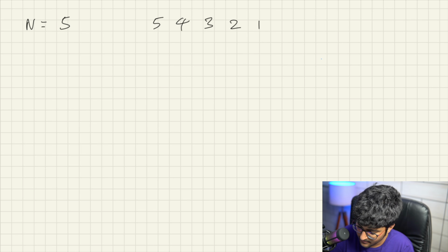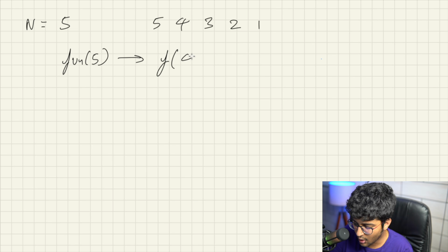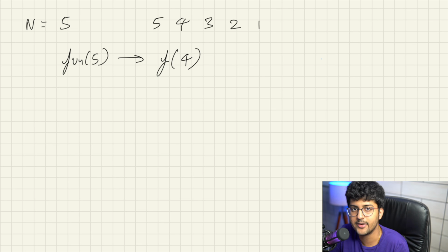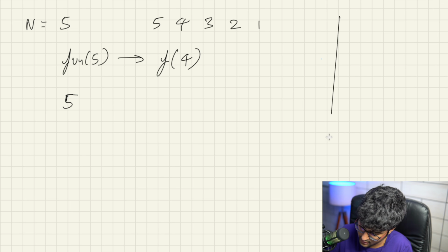So you can say, okay, I'm going to call the function with the argument 5. This is going to print 5, and then it's going to say, hey, function 4, print all the numbers from 4 till 1. It's going to print 5, and it's going to now be in the stack. Let me draw the stack as well.